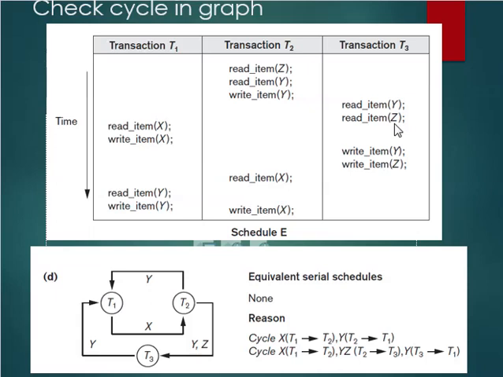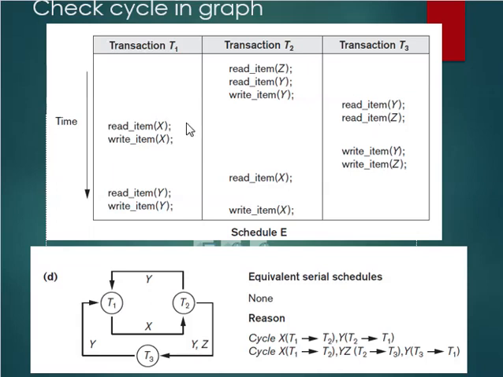For read item z, you have to check whether any conflict arises between T1 and T2. There is no operation down the table in transaction T2. There is only the operation read item of z in T2, but it's already executed, so we need to check only the upcoming operations. So read item of z is not making any conflict with T2 as well as with T1, and we don't need to draw any edge.